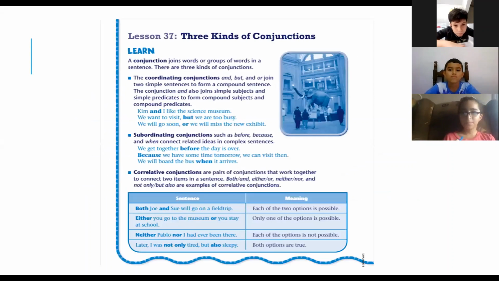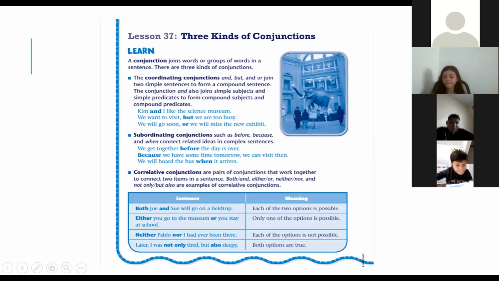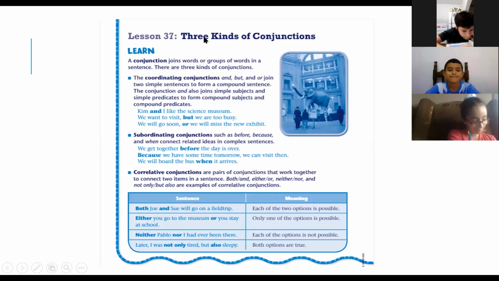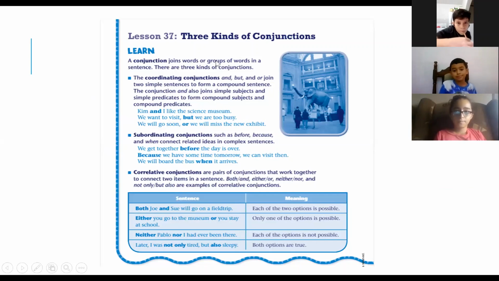For the last topic we have, this is on page 164. Okay, on page 164, we have 3 kinds of conjunctions, okay? Remember, a conjunction is a word that joins words or groups of words in a sentence. For example, here you have the definition that I said. There are 3 kinds of conjunctions: coordinating, subordinating, and correlative conjunctions, okay? These are the 3 types of conjunctions we normally have.